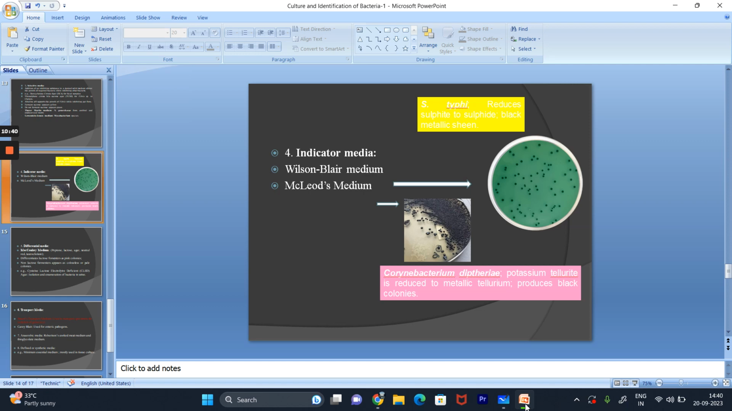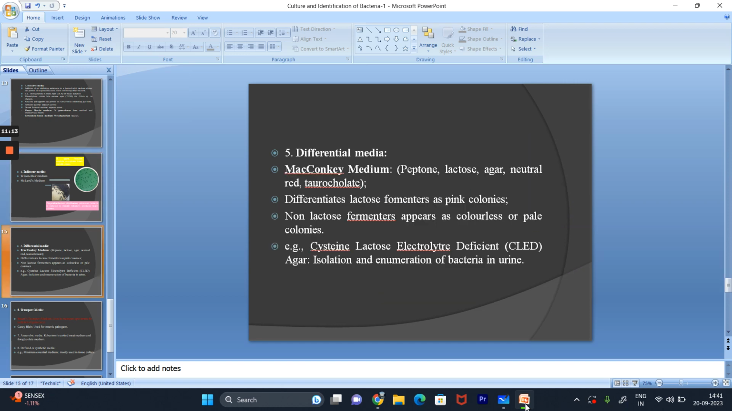In the case of Wilson-Blair medium, there is a presence of a compound known as sulfite, and when Salmonella typhi grows on it, typhi reduces sulfite to sulfide to give a black metallic sheen on the colony. On the other hand, potassium tellurite in McLeod's medium is reduced to metallic tellurium by Corynebacterium diphtheriae and produces black colonies.